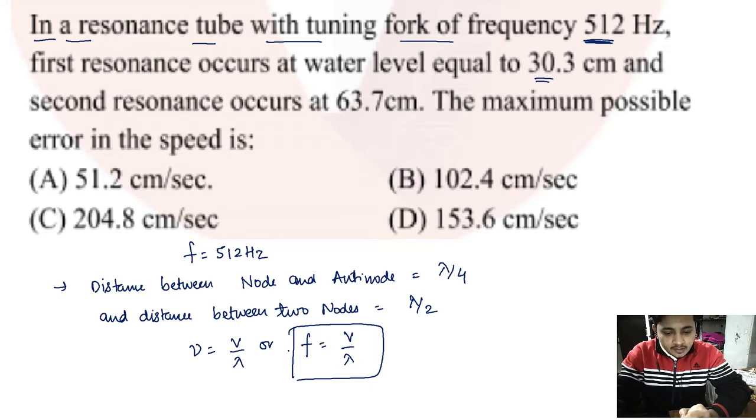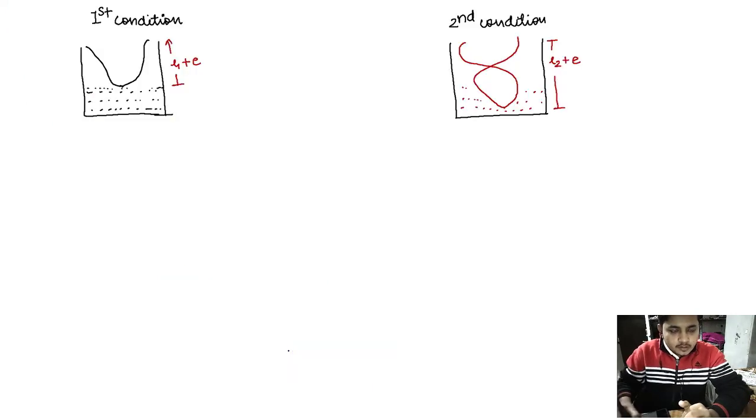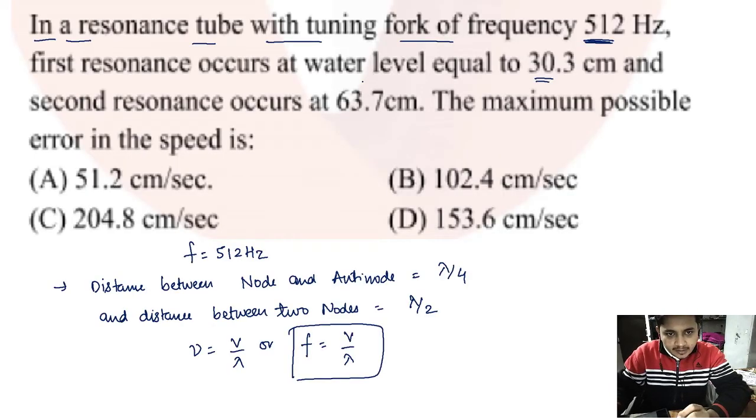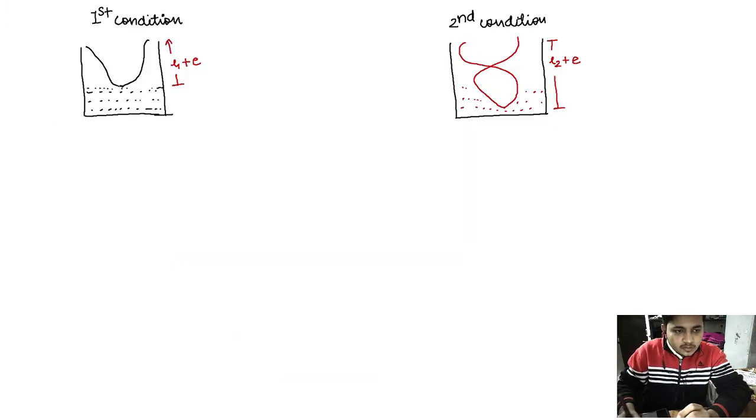So in the given question, the first condition is given that the first resonance occurs at the water level equal to 13.3. This is the first condition and this is the second condition. In the first condition, only the first resonance occurs, and in the second, the second resonance occurs.